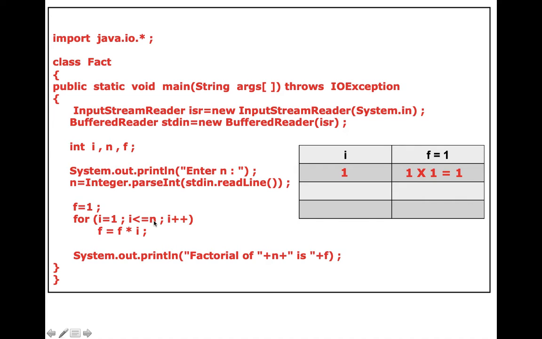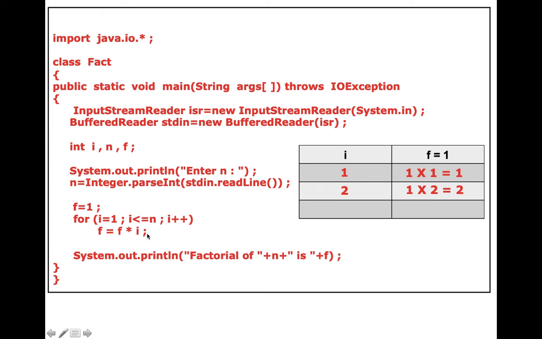Is 2 less than equal to 3? It is true. 2 is less than equal to 3. So again the Java compiler comes down and executes this. Now when i is 2, tell me how this statement will look. Come on, you tell me. i is 2, so it will look like this: 1 into 2 is equal to 2. If you say it is 2 into 1 equal to 2, you are wrong. See, this is f and this is i, that way it is.